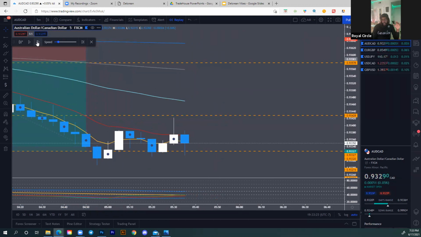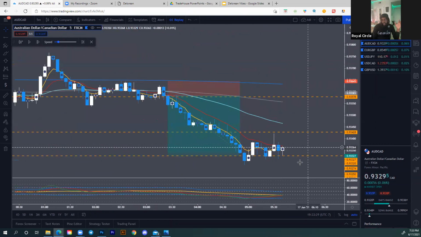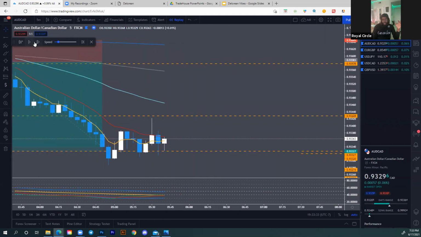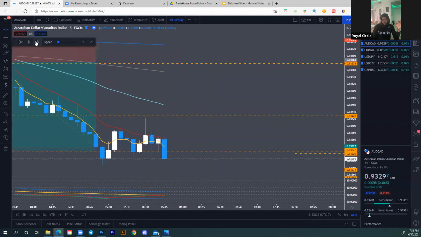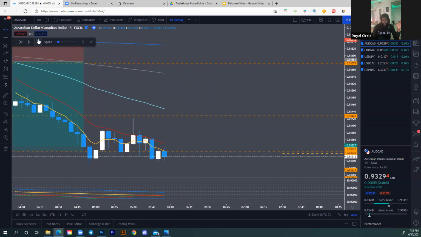Close it back below the yellow line. Now it's time to play it again. Lost. This is a little bit of a consolidation play. Right? Consolidation play. Boom, boom, boom. Close it below. You cleared. Cleared.